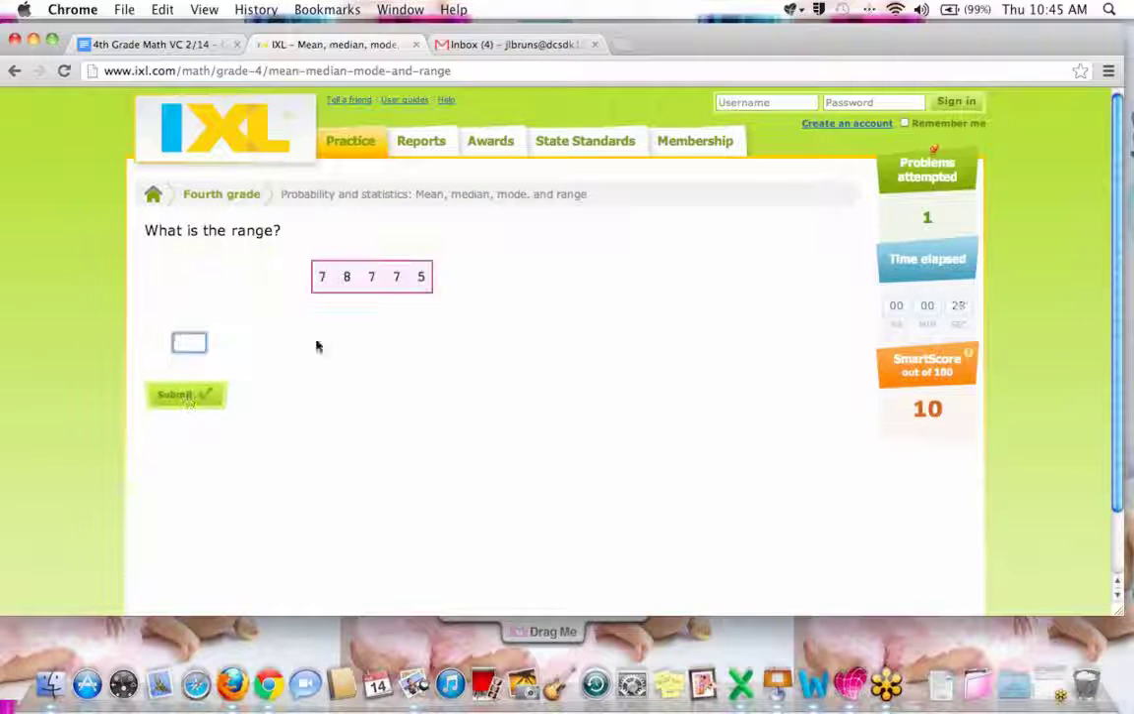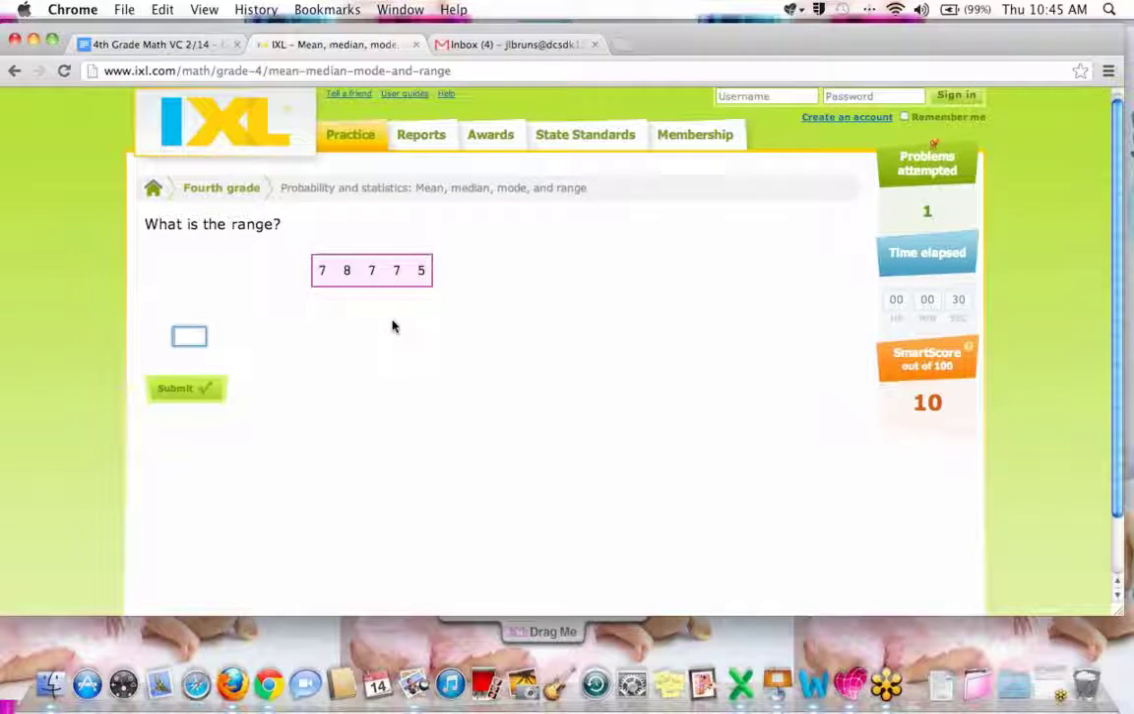Good. What is the range of this set of data? Now, don't let this fool you. They did not put the numbers in order. So you still have to find the highest number and subtract the lowest number. So what is the range? It does not matter that they are not in order.